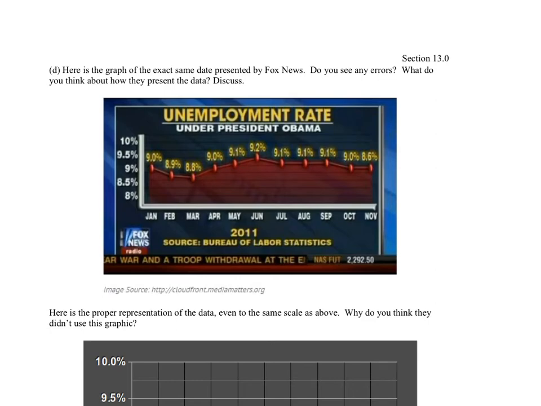So it says, here's the graph of the exact same data presented by Fox News. Do you see any errors? And what do you think about how they presented the data? Discuss it, okay? So this was in 2011. This was from the Bureau of Labor Statistics. It was the unemployment rate.